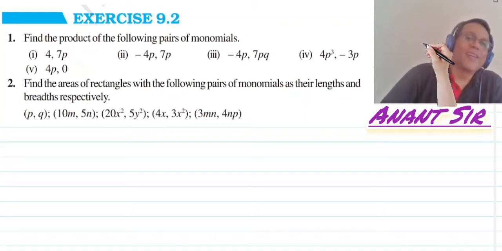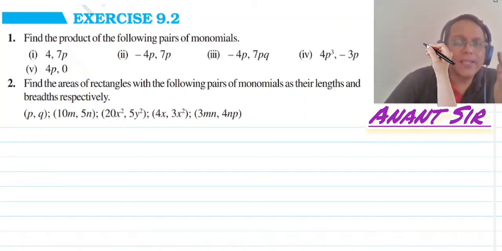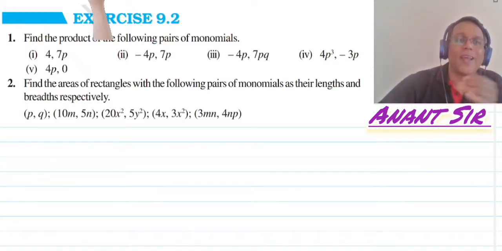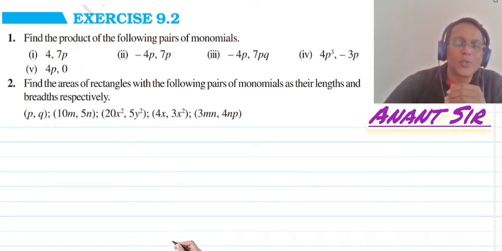Hi friends, in this video we are going to solve exercise 9.2 question 1 and 2. Okay, so without wasting any time, let's start. This is algebraic expression identities class 8. So first question. What is the first question?